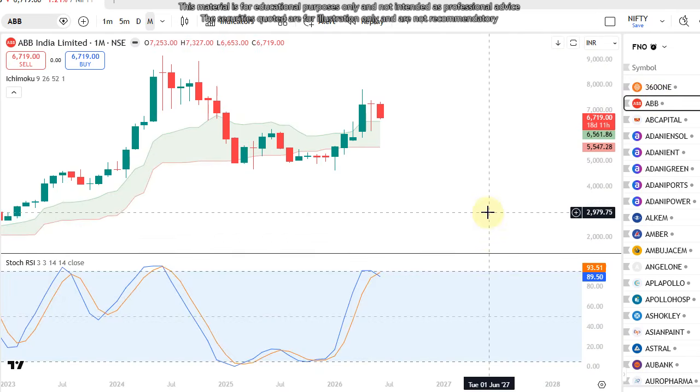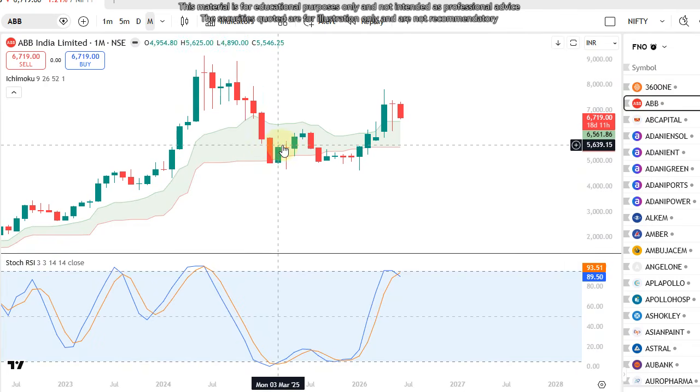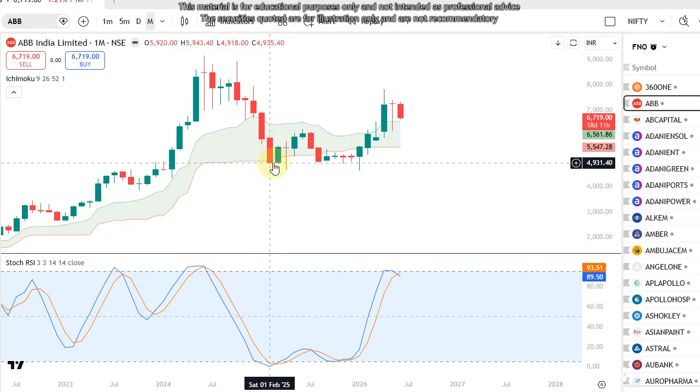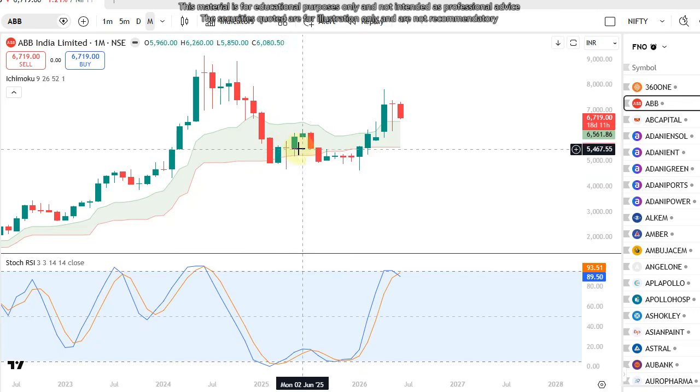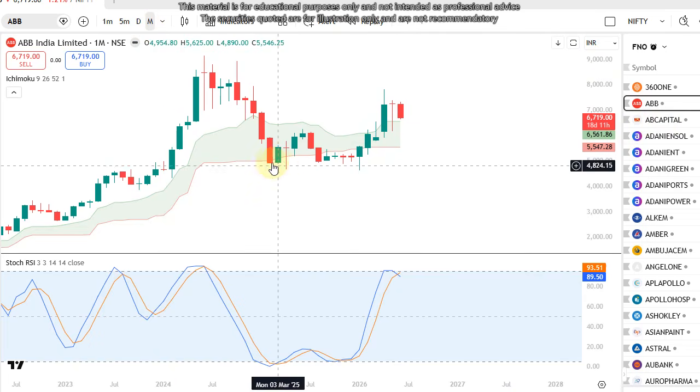See this ABB. We got an oversold condition here, crossover condition here. On the high breakout, we took the entry. See, till now there is no close below the low. The position is still running. Since it is a high time frame, we can wait for the closing below the low.